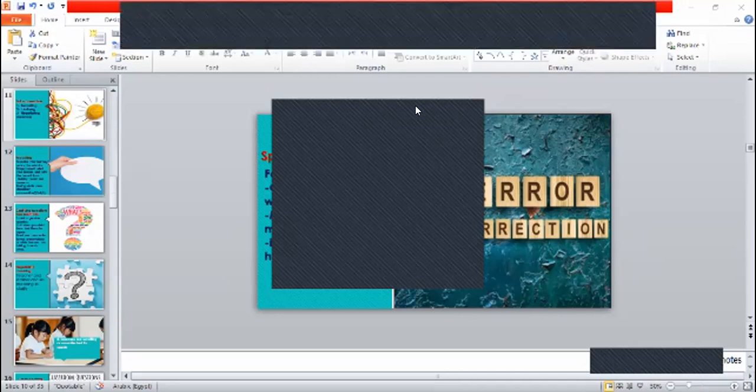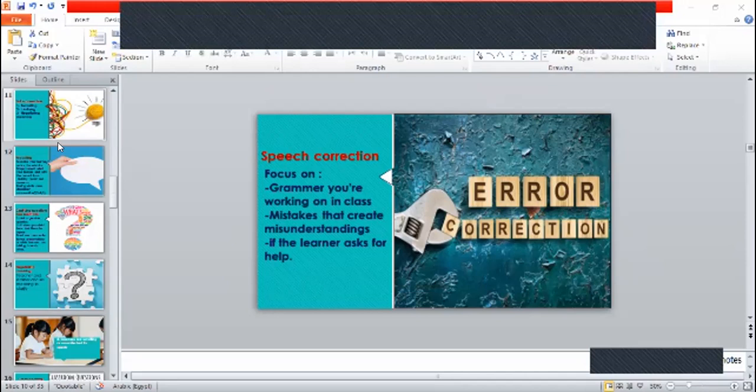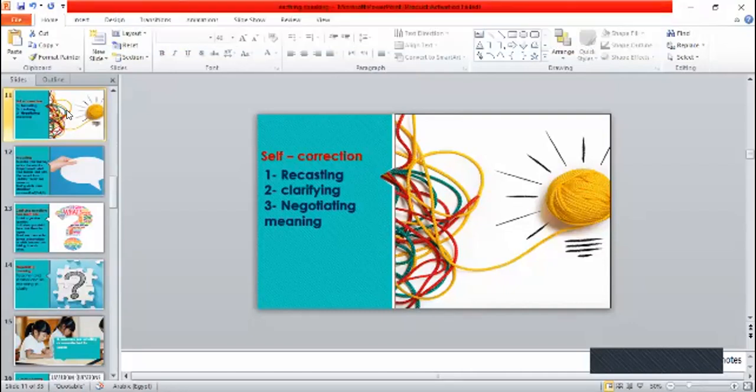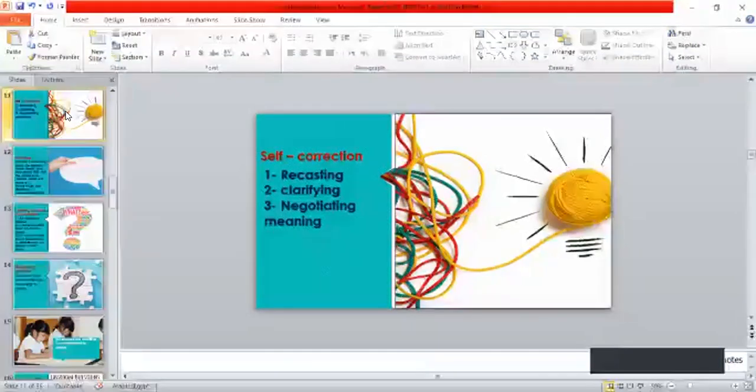Okay, so here I have some suggestions to correct mistakes, I mean the oral mistakes while speaking. Number one, recasting, and this is something that, like you said, Teresa, clarifying and negotiating. Recasting, as you said, Teresa, is to repeat what the learners said, but correctly.